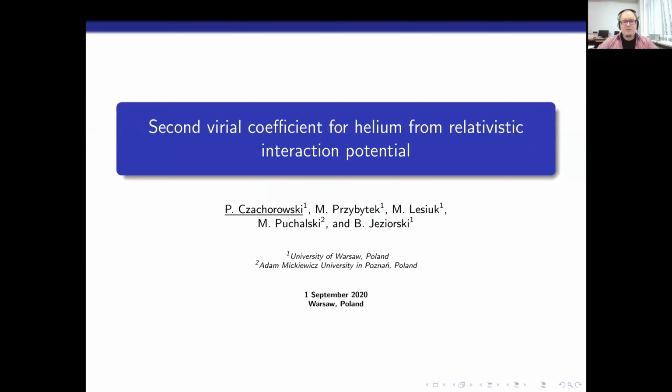Today I would like to tell you about our recent endeavor into the second virial coefficient of helium with a new potential our team developed. The problem seems a bit simple maybe, but there are several quirks that I find quite interesting, and I would like to share them with you.